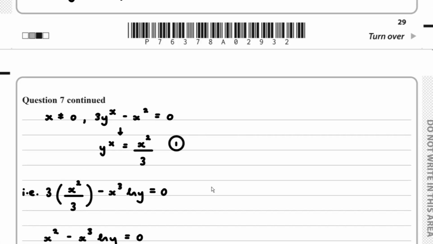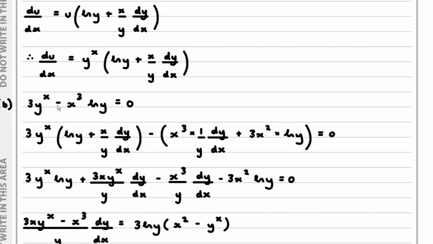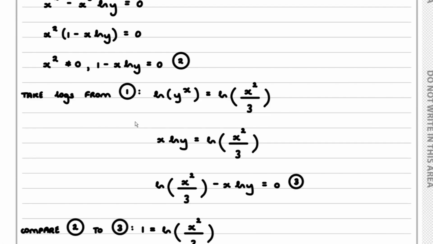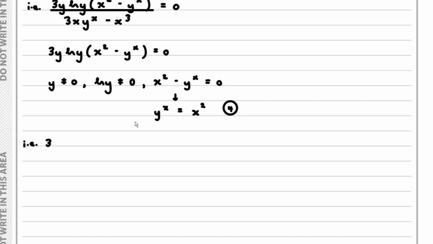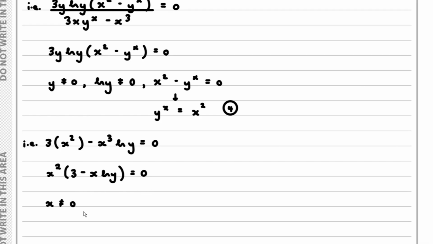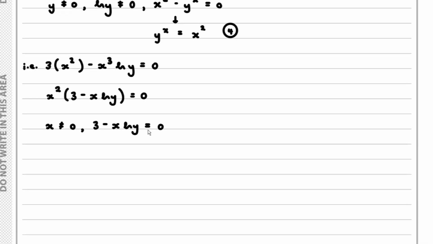And what I can do now is substitute that back into the original equation. So, I would have 3 times x squared, because x squared is what y to the x is, take away x cubed times natural log of y equals 0. Factorising out an x squared, I have x squared multiplied by 3 subtract x times natural log y equals 0. Of course, x doesn't equal 0, meaning I'm left with 3 subtract x times natural log y equals 0, and from this, x times natural log y equals 3, which I will call equation 5.